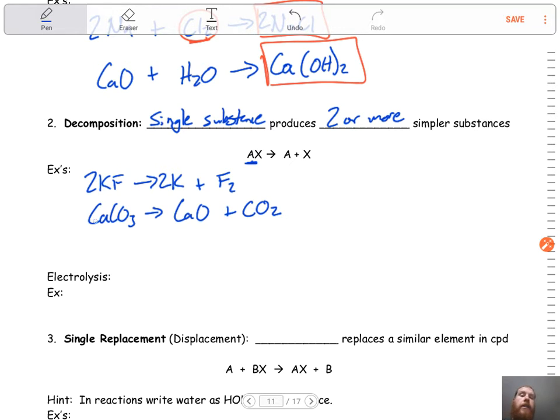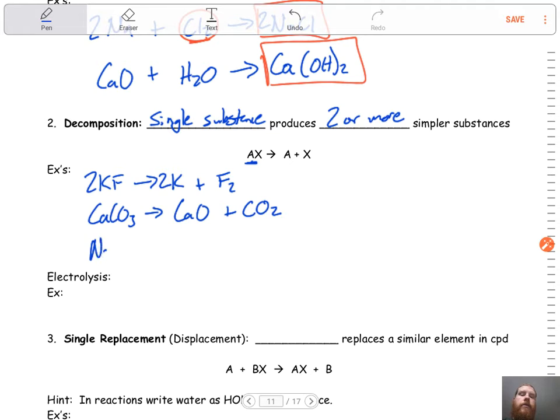Okay, so again, one compound, but it breaks down into 2 compounds this time. Still a decomposition reaction because you only had one more complex substance on the left and you have multiple pieces on the right. So whether it's a binary compound breaking down into its single elements, or a complex compound breaking down into multiple compounds, same thing.